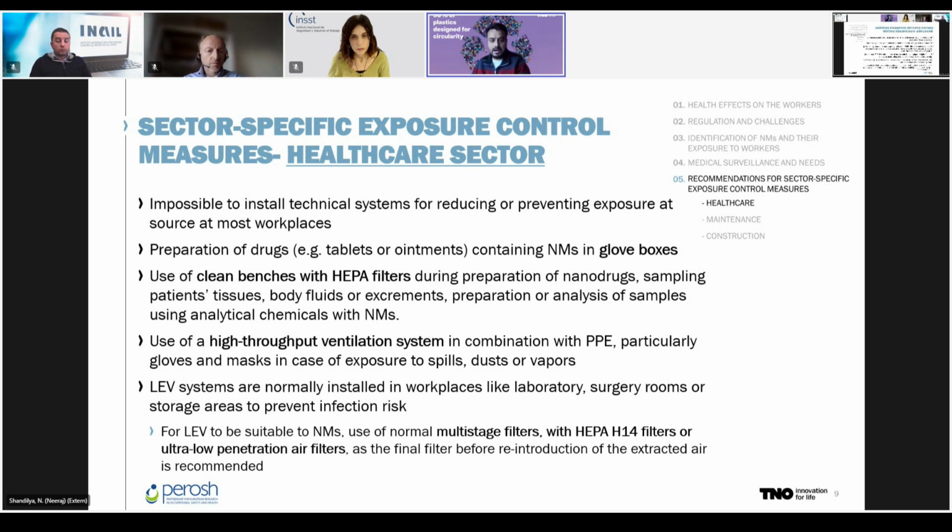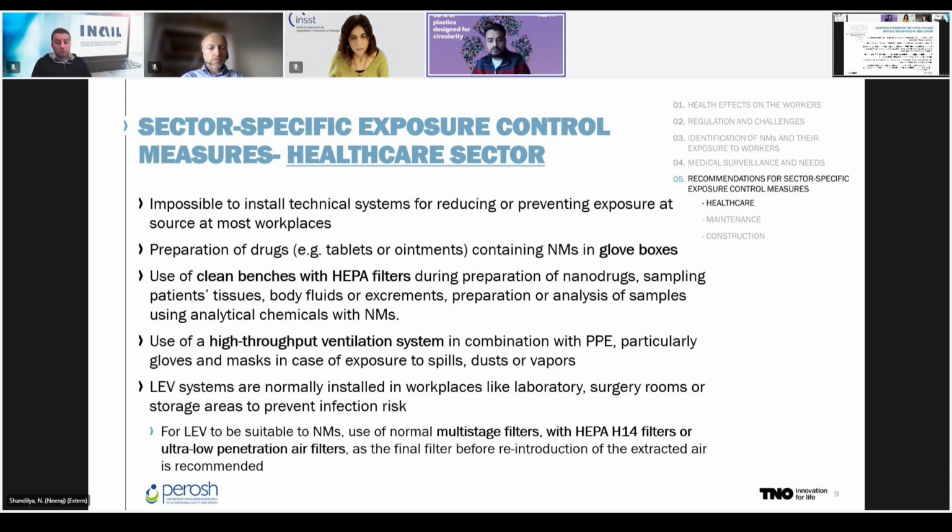It is present, however, engineering controls at source are feasible in other operations, such as preparation of tablets or ointments containing nanomaterials in glove boxes. One can have clean benches with HEPA filters. They are also very efficient risk prevention measures in the healthcare sector for activities such as the preparation of nanodrugs, sampling patients' tissues, body fluids, or excrements that could contain nanomaterials.